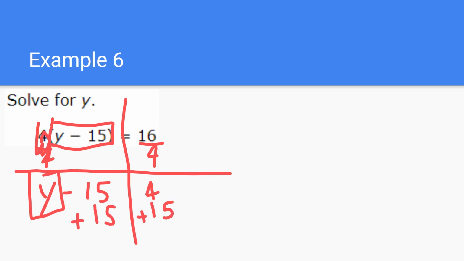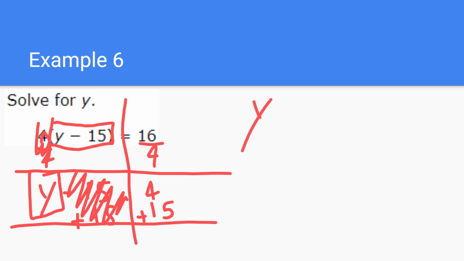Boom. And then these right here are going to cancel each other out. And then I'm left with y by itself. 4 plus 15 equals 19. So y equals 19. There you guys go.